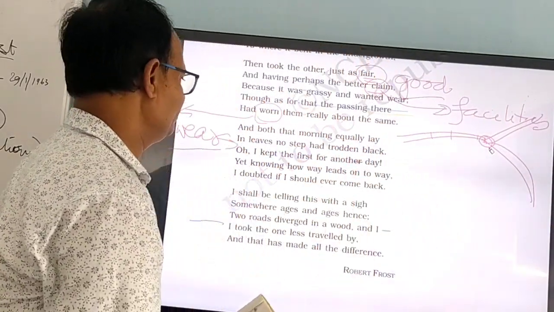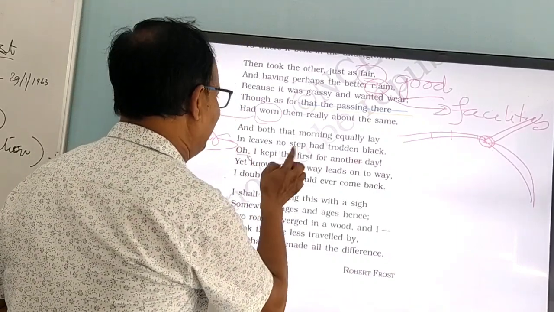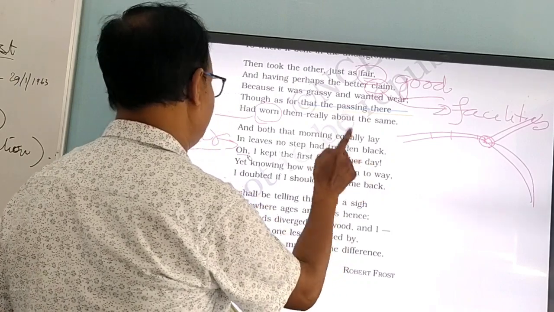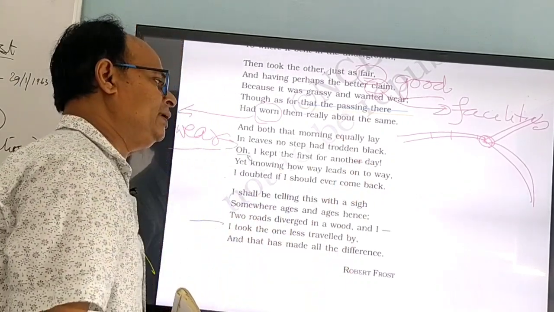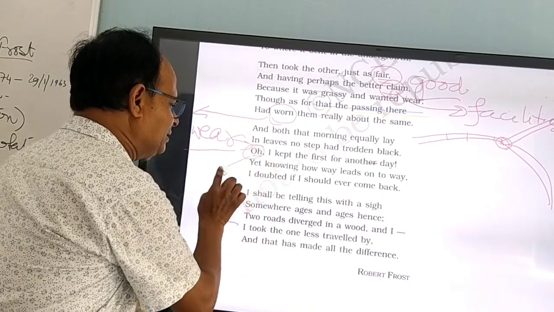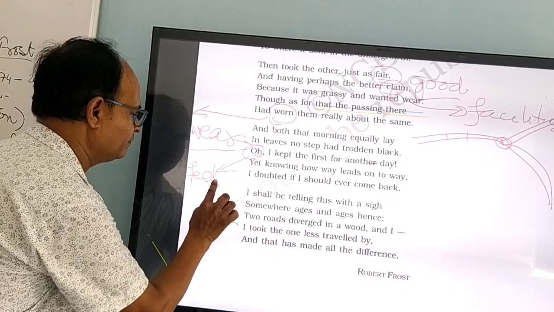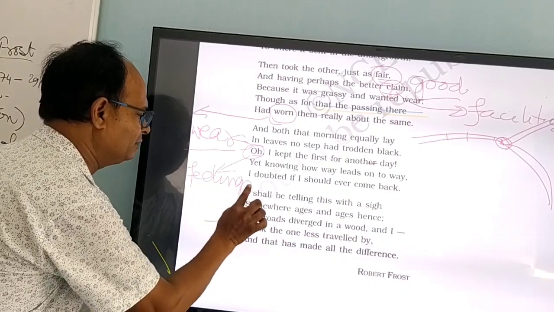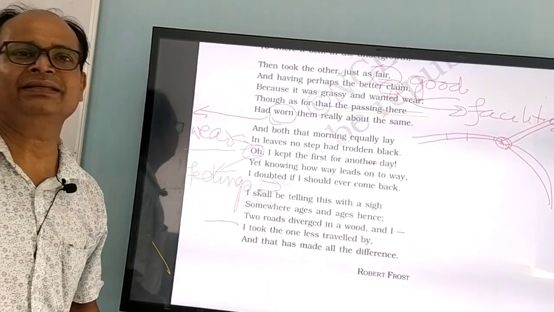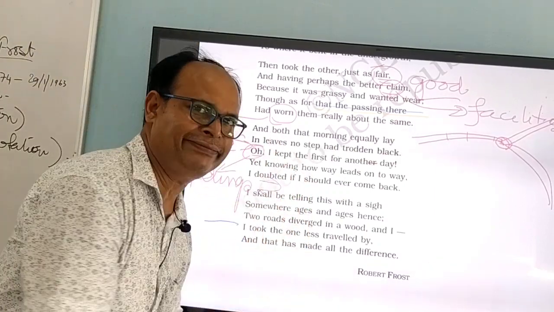And therefore, now he said, you will see, oh, I kept the first one for another day, yet knowing how way leads on to way. What sort of feeling is expressed here? What is the kind of feeling?